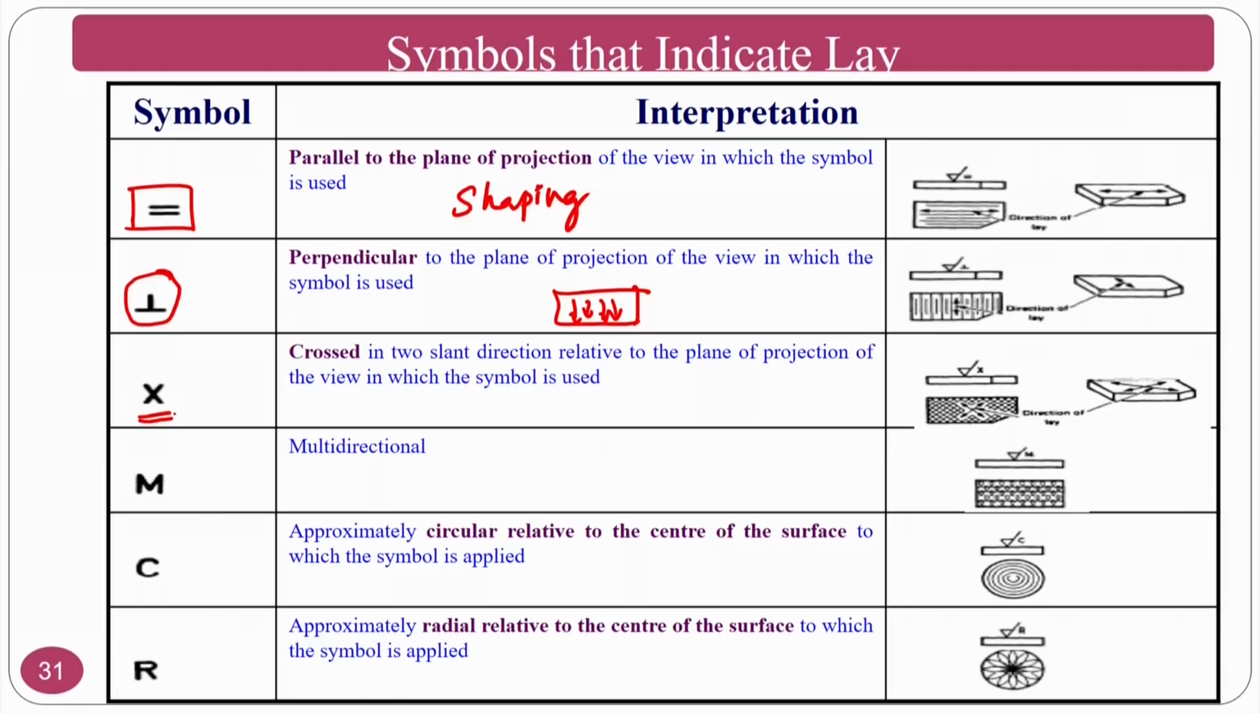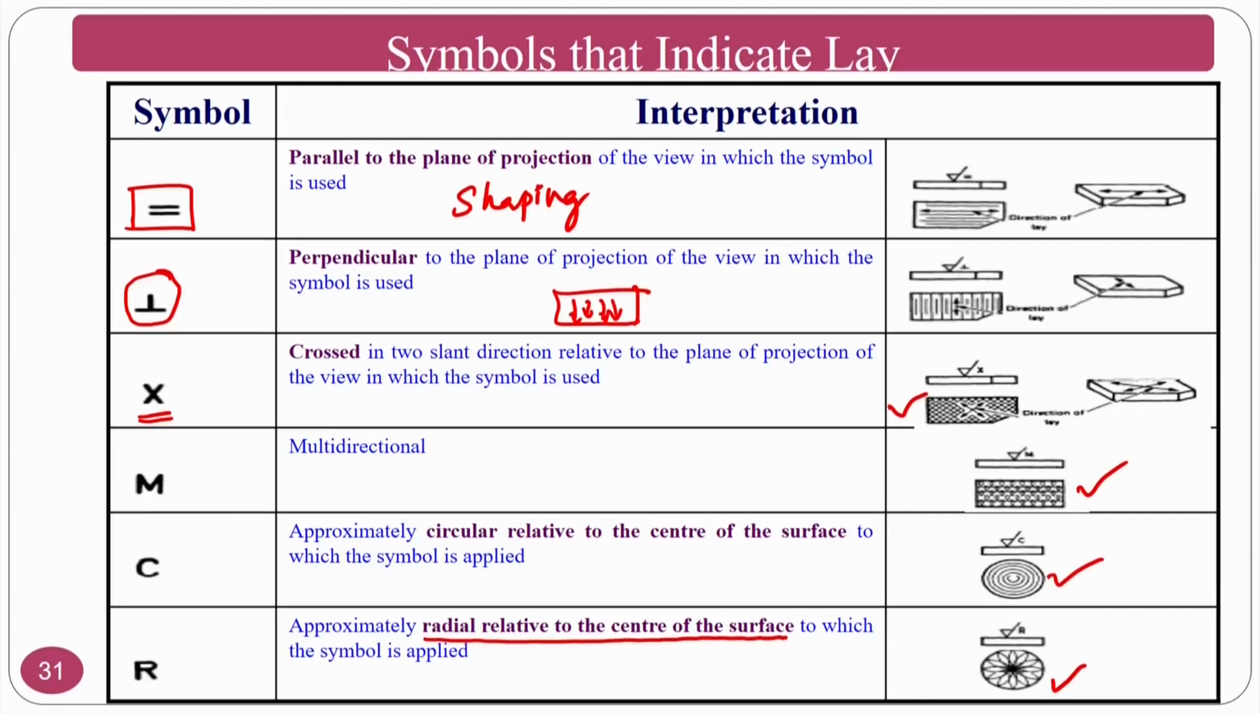Normally if you see that crosshatch pattern in the honing process, you will observe multidirectional. M stands for multidirectional and C stands for circular toward the center. At the same time, R represents the radially relative to the center of the surface. Okay, this is the radial surface. This is the circular one. This is the multi-direction. This is the crosshatch pattern, and parallel and perpendicular.